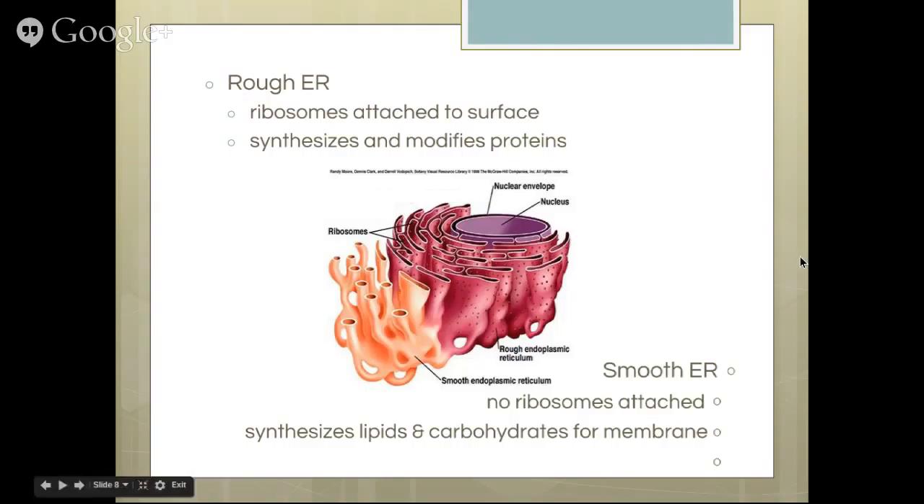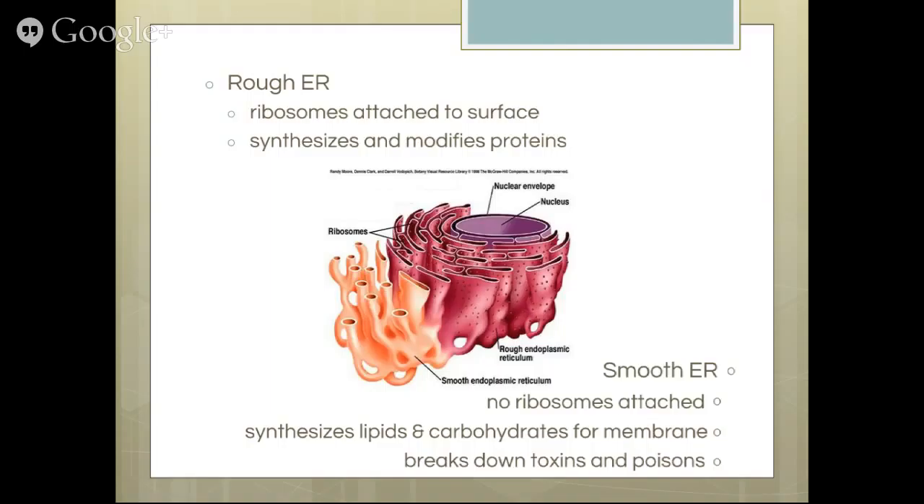The other main function of the smooth ER, it's a very important function, is to break down toxins and poisons in the cell. So anything that could harm the cell, the smooth ER is going to produce the hormones that break it down or do the actual decomposition of those materials.